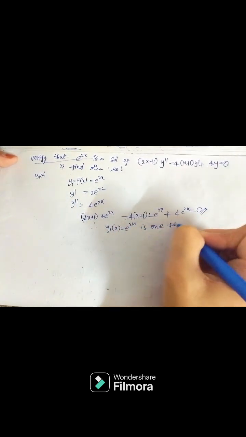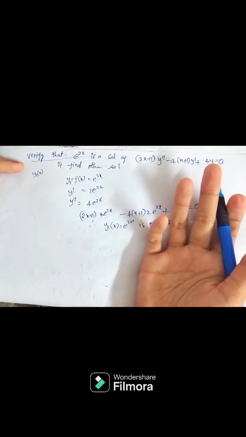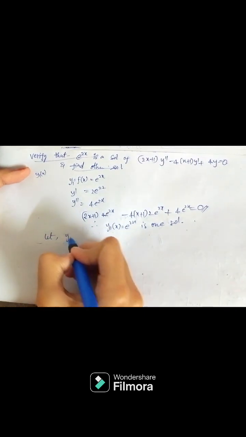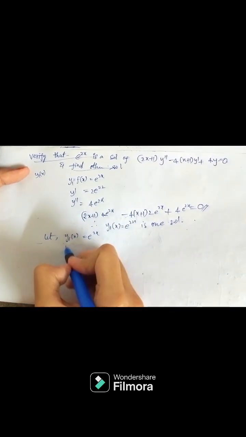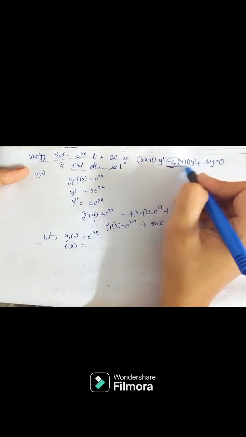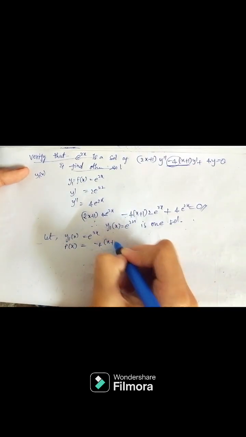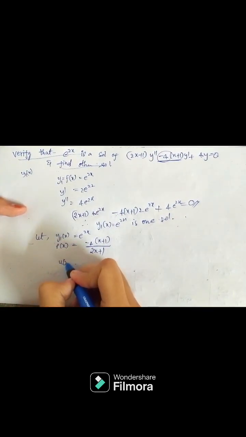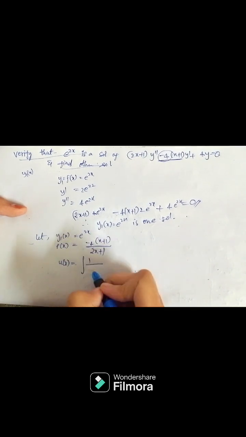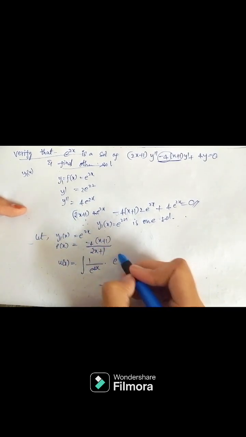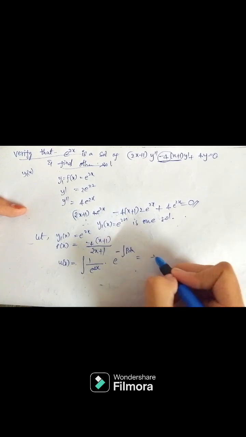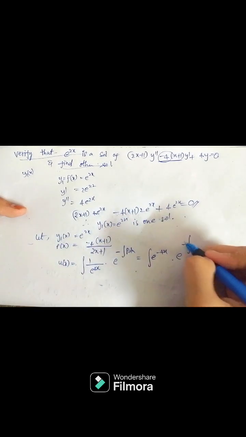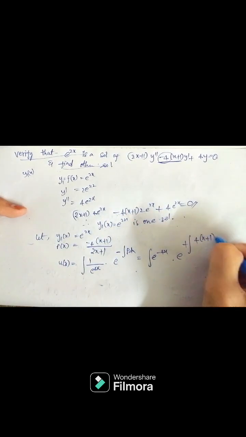Okay, now you have to find y2 of x, the other solution. So let y1 of x be e power 2x. You should find p of x, which is the coefficient of y dash, minus (4x plus 1) by (2x plus 1). So u of x is 1 by y1 square, so e power 4x into e power minus integral of p dx. So I have to find the integration of this. So let it be like this. How will I find integration of this?